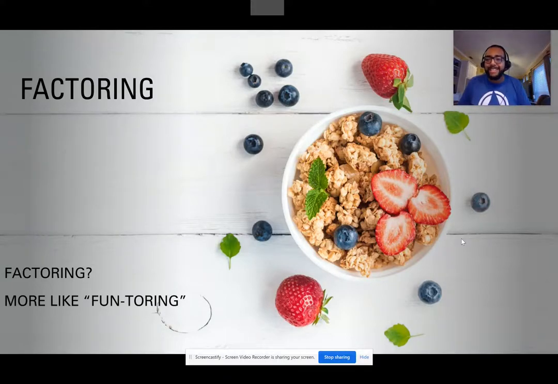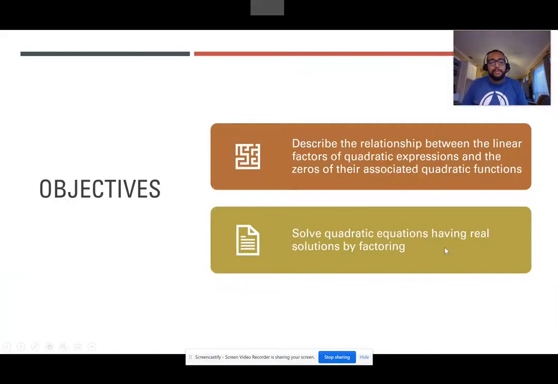That's going to be the rest of this semester, all about factoring and different types of factoring, what that looks like. Ideally, by the end of this lesson, you'll be able to describe the relationship between the linear factors of quadratic expressions and the zeros of their associated quadratic functions. You'll understand what that means in a second. And then solve quadratic equations having real solutions by factoring. So the first half is really understanding how to factor, and the second half is knowing how to actually solve quadratics.